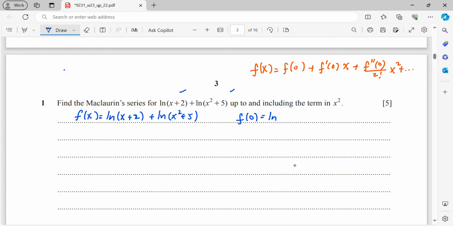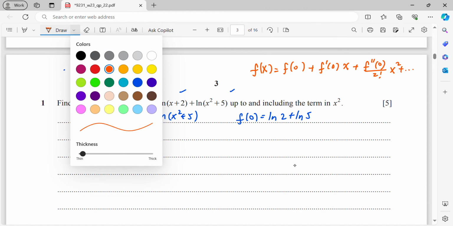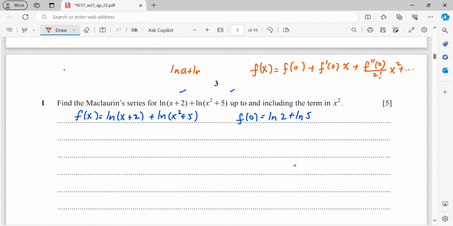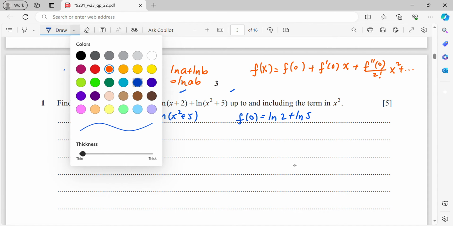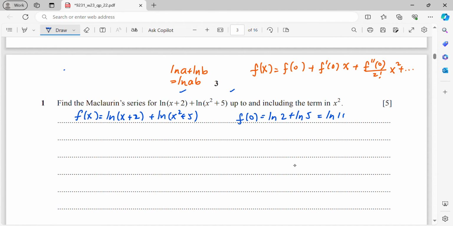f(0) will be ln 2 plus ln 5. Now, simplify this using ln a plus ln b, that is ln of a times b. Then I will be getting ln of 2 times 5, which is ln 10. Okay, so now f prime(x).